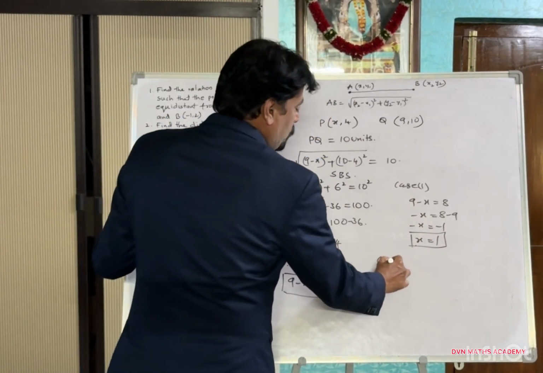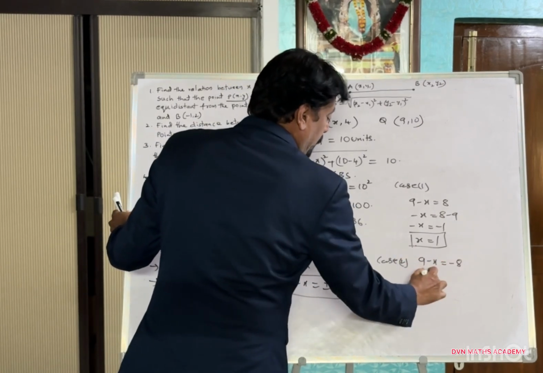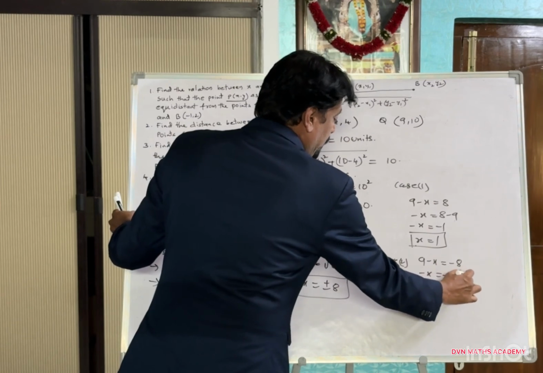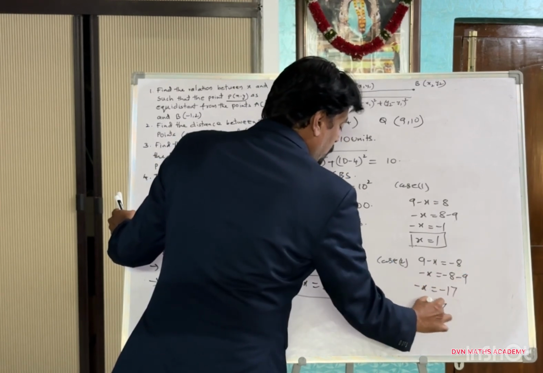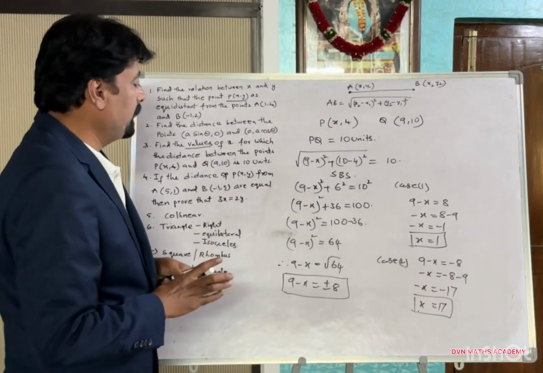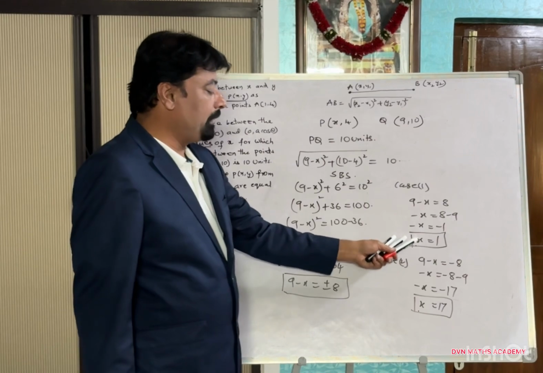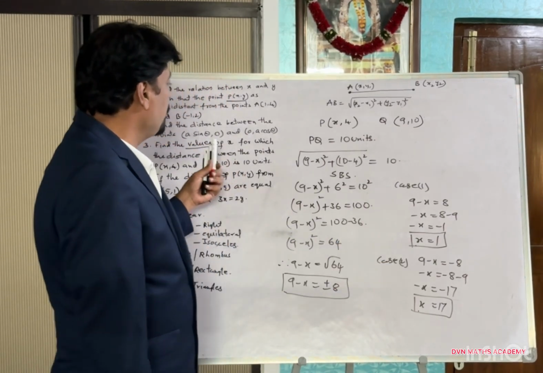And if you take case 2, 9 minus x is equal to minus 8, minus x is equal to minus 8 minus 9, minus x is equal to minus 17, therefore x is equal to 17. So that's why he asked to find the values of x. In the first case you got the value of x is 1, and in the second case you find the value of x is equal to 17.